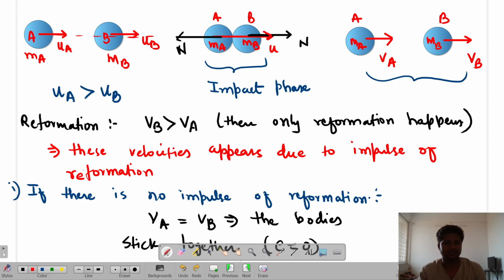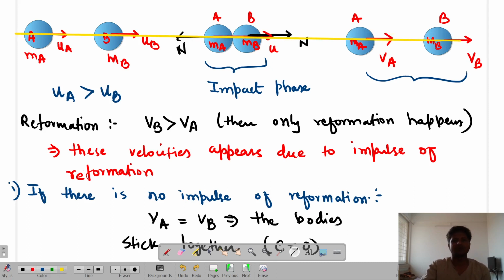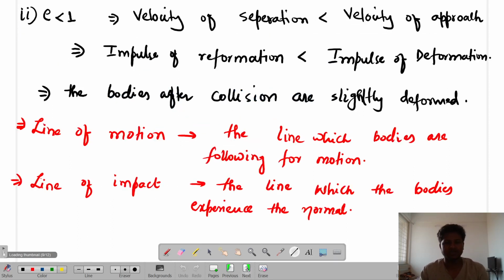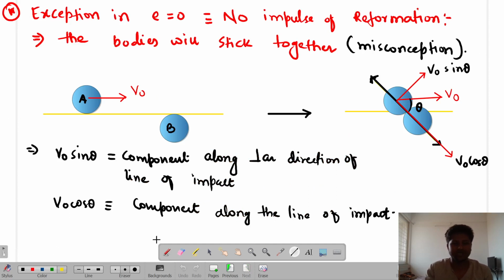So basically, this is what we call the case in which we have the parallel line of motion and line of normal. Are you able to get me or not? Is that clear? And here, in this case, we have a different situation, because this is my line of motion.